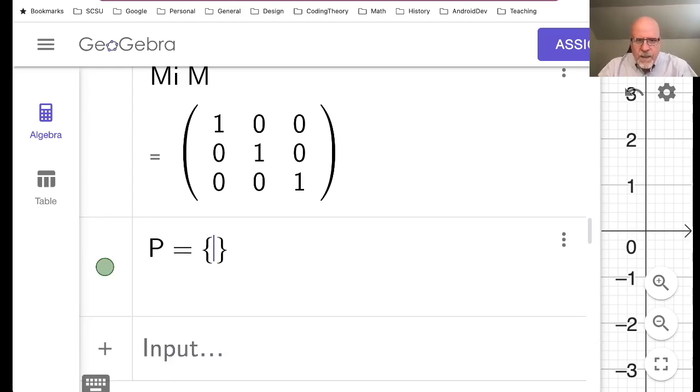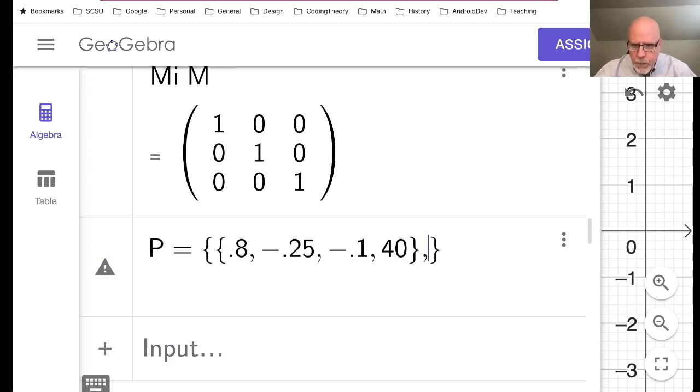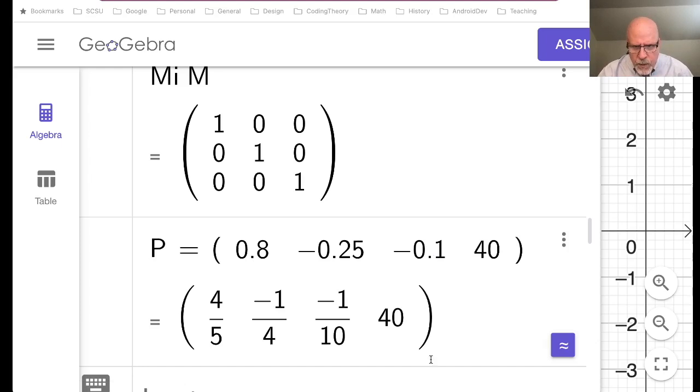All right. So 1 minus 0.2 is 0.8. And then we have negative 0.25, negative 0.1, and the augmented column was 40. I hope I'm remembering that right. 40, 50, and 60? Yeah. Oh.